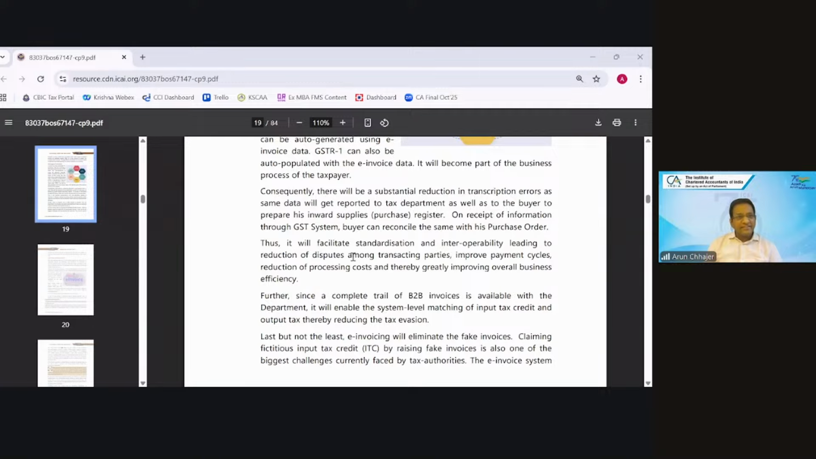What is the difference in that? Because if I use the term export, then all the conditions of section 2, clauses 5, 10, 11 have to be satisfied. But if I'm supplying to the SEZ unit, is it an export? Answer is no. It is zero rated supplies.